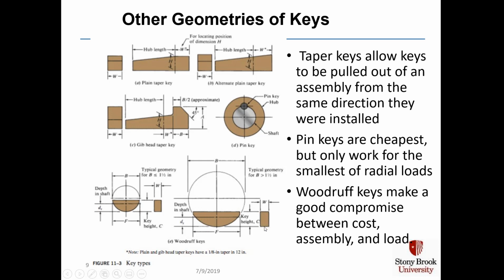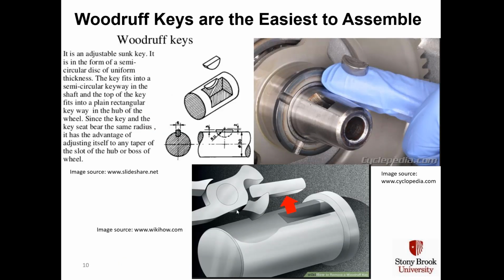In other words, the cross section is square, but in the plan view you have an arc, and the idea is that the key gets wider and wider in the middle and then narrower on the ends. And they make a good compromise between cost, assembly, and load, and in fact they're the most common ones because they are the easiest to assemble in a machine. And we have a nice picture here showing how that's done.